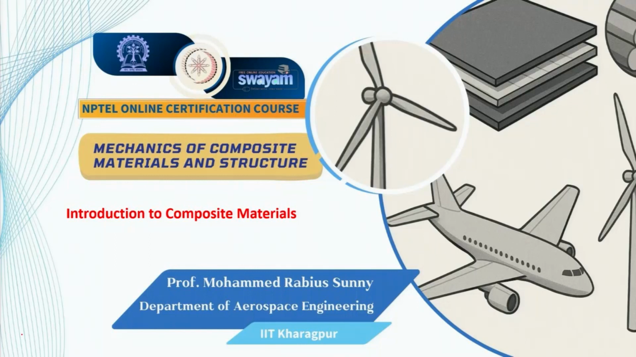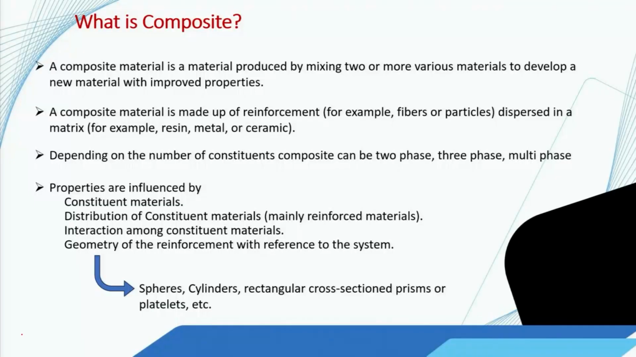Welcome to the first lecture of this course titled Mechanics of Composite Materials and Structures. Today in the first lecture, we will have a brief introduction to composites. So a composite material is a material which is produced by mixing two or more different materials to develop a new material with improved properties.